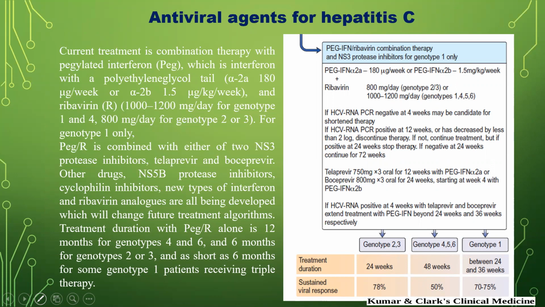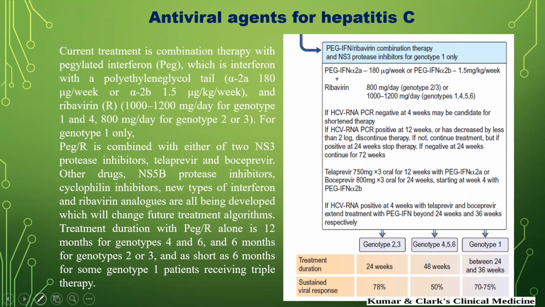Current treatment is combination therapy with pegylated interferon, which is interferon with a polyethylene glycol tail, and ribavirin. For genotype 1 only, pegylated interferon and ribavirin are combined with either of two protease inhibitors, telaprevir and boceprevir. Other drugs, protease inhibitors, cyclophilin inhibitors, new types of interferon, and ribavirin analogs are all being developed, which will change the treatment algorithms in the future.